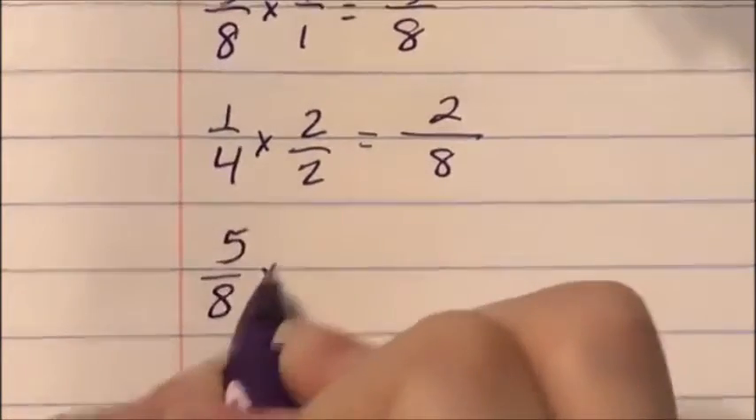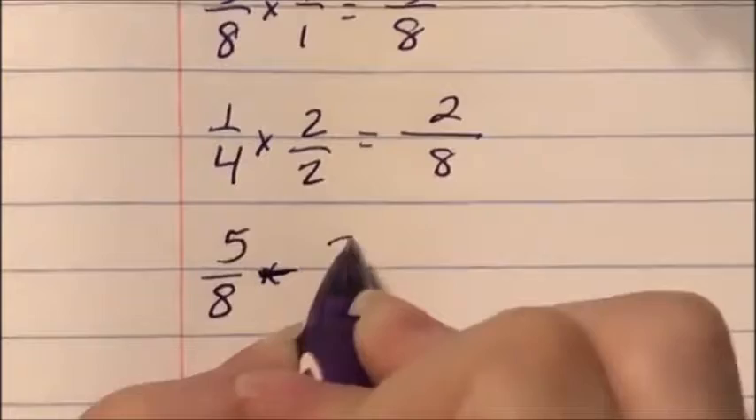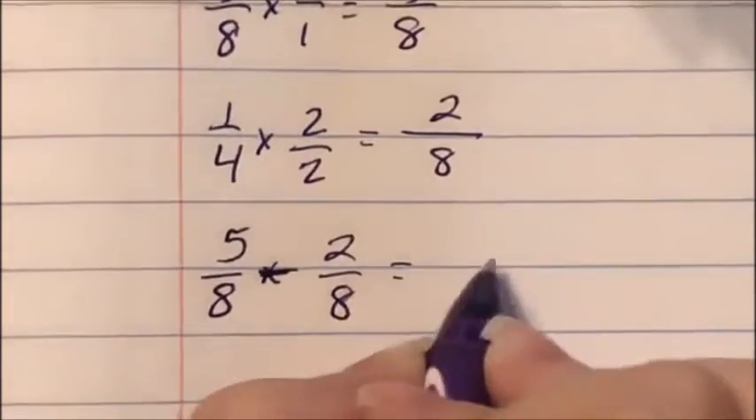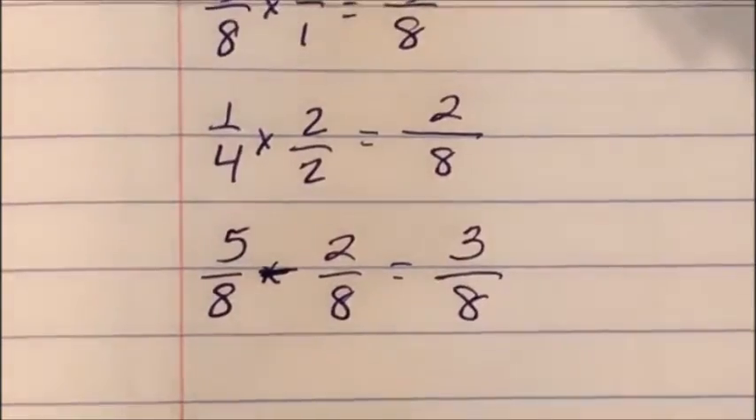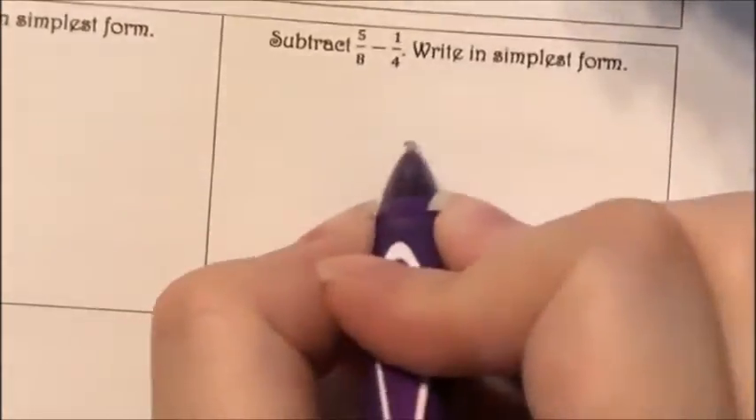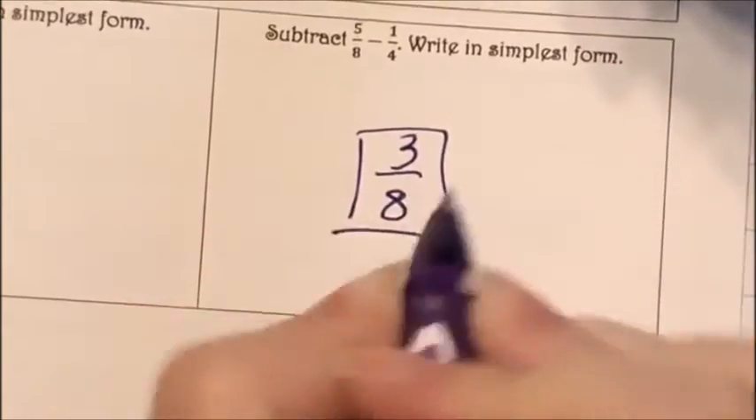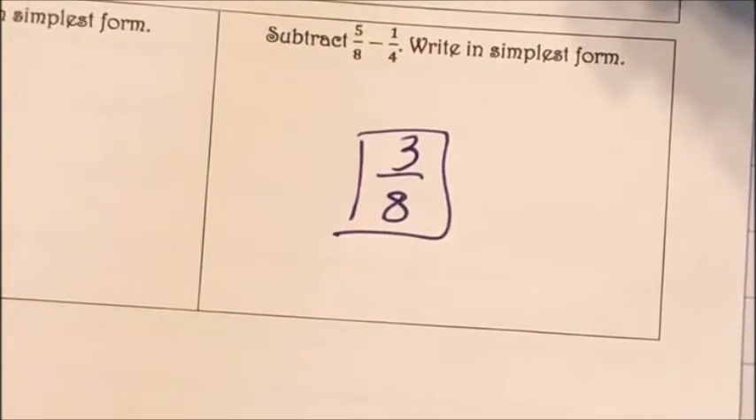So now I have 5/8 minus 2/8. 5 minus 2 is 3. Denominator stays the same. So 5/8 minus 1/4 is 3/8. And that is the end of lesson 4.